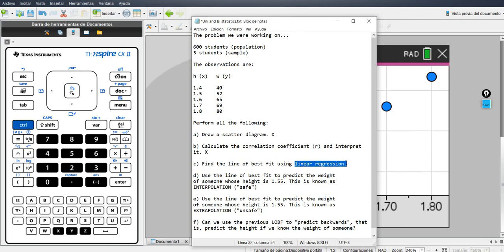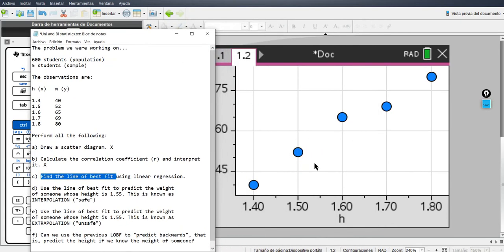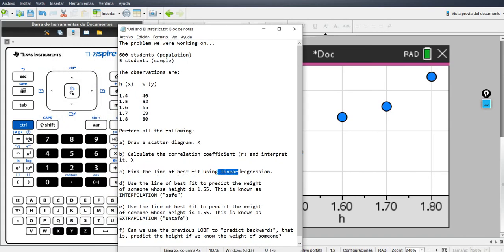Linear regression, guys, is actually the method that we're trying to use. When I told you that the line of best fit is a line that minimizes the errors, do you remember that? The errors between each point and the prediction given by the line. I hope you remember that. What we are doing is known as linear regression. So don't let this word scare you. This is the method we use in order to find the line of best fit.